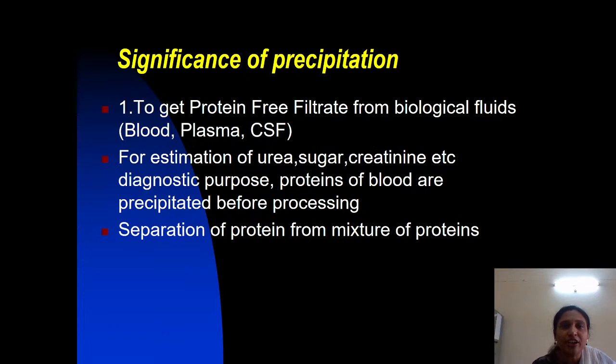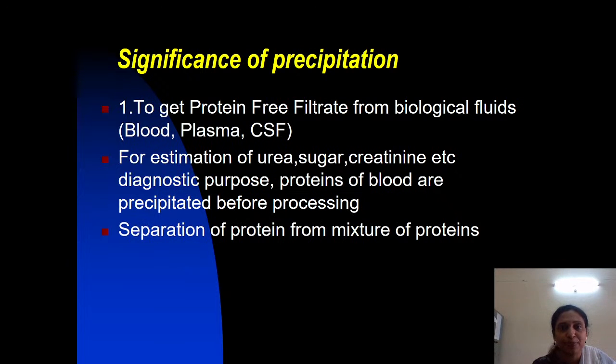So when we estimate the sugar content, or the urea amount, or creatinine amount in the blood sample, the first step to be done is to remove the proteins from the fluid blood samples. So how to remove the proteins? By using these precipitating agents. So these are the significance of precipitation.